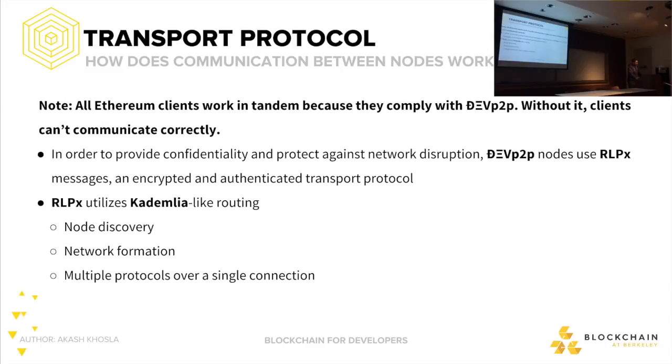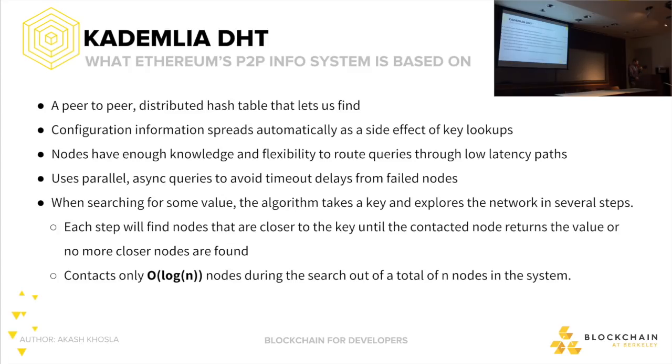They're very synonymously used. And RLPx actually uses something known as Kademlia as the routing mechanism, and this is a peer-to-peer distributed hash table. It's responsible for node discovery, as we saw before with the distributed hash table we had, network formation, and also having multiple protocols over a single connection. So I think it's important to dive a little bit into Kademlia and talk about how this peer-to-peer info system works.